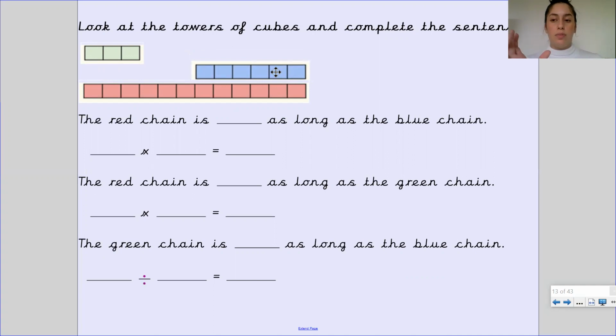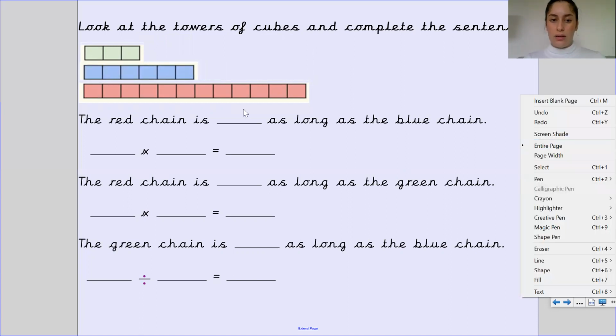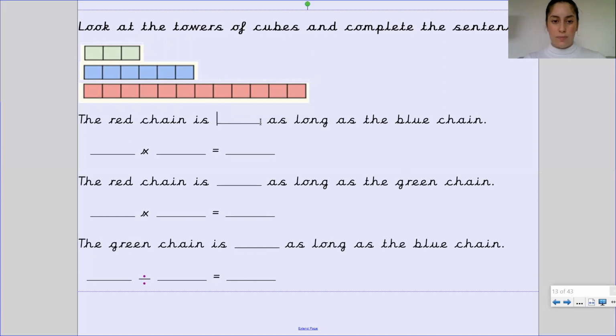So I've got the blue chain, and the red chain is twice as long as the blue chain because it can fit the blue chain inside twice. One time and two times. So the red chain is twice as long as the blue chain.